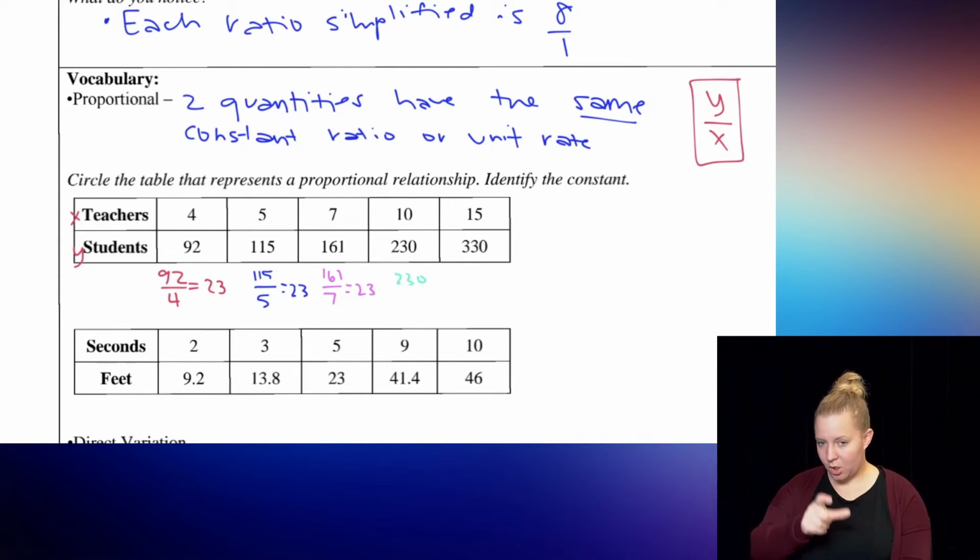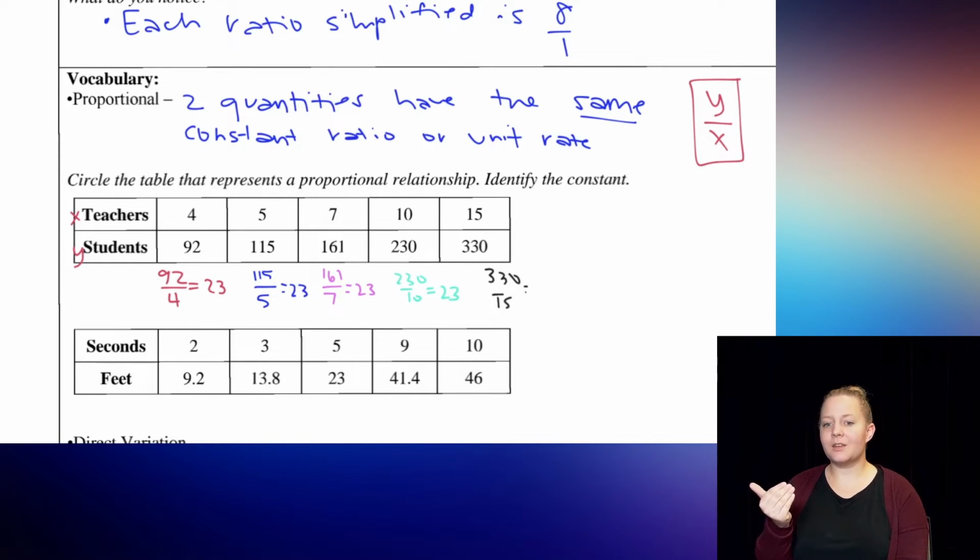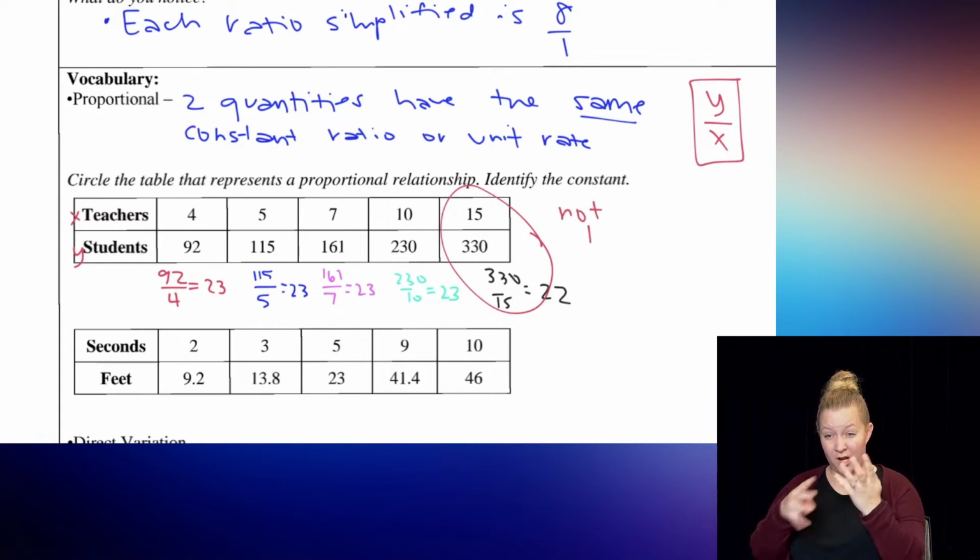So don't be done. You want to continue for every single one of these. So 230 divided by 10, I do get 23. And then lastly, we get 330 divided by 15. Take a look. This one's 22. Because this one right here is different, this one is not proportional. You would say not proportional, because there is no constant value.